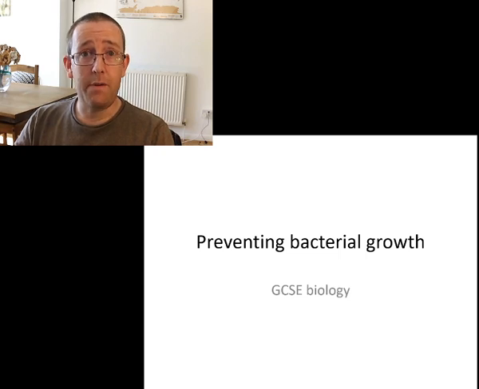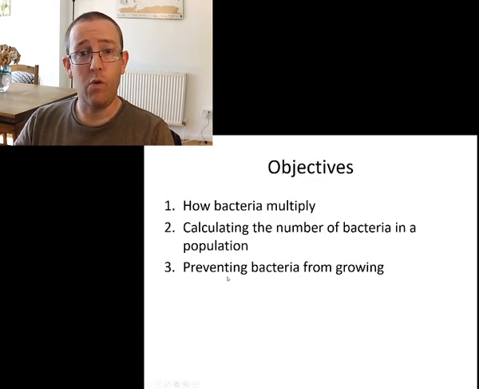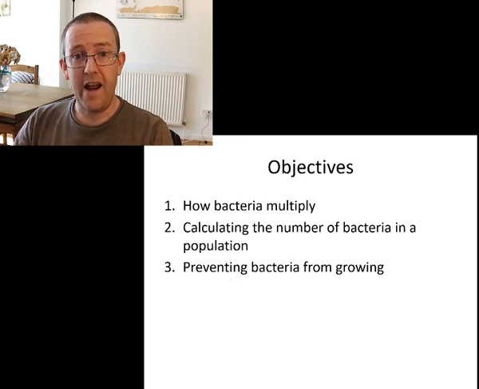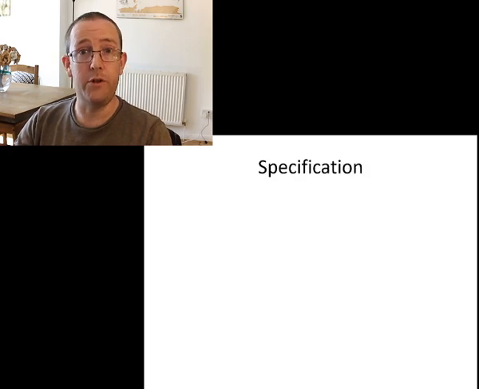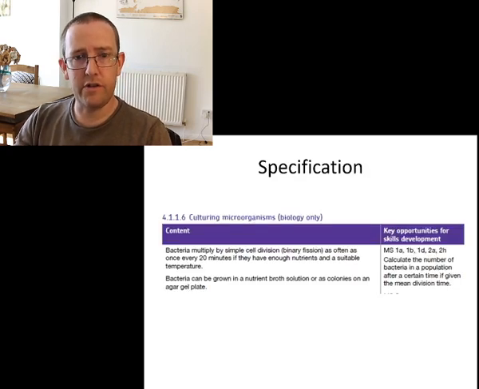This is part of the pathogens and disease topic in GCSE Biology. What we're going to do is look at firstly how bacteria multiply, how not to confuse them with our own cells, calculating the number of bacteria in a population, and then lastly how we stop them from growing, because a lot of the time that's what we want to do. So the specification looks like this.